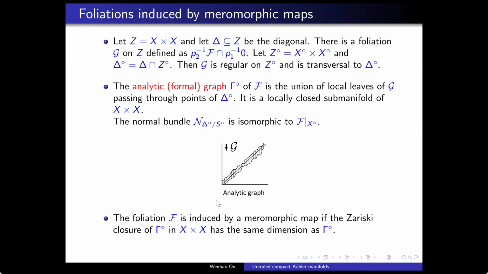To prove this, we use the argument of Hilbert schemes or Chow varieties for projective varieties, and for Kähler varieties, we use the analogs, which are Douady spaces and Barlet spaces. So we translate the problem of when a foliation is induced by a meromorphic map to the following problem. We have some locally closed submanifold gamma 0, and we want to investigate whether its Zariski closure has the same dimension as itself.